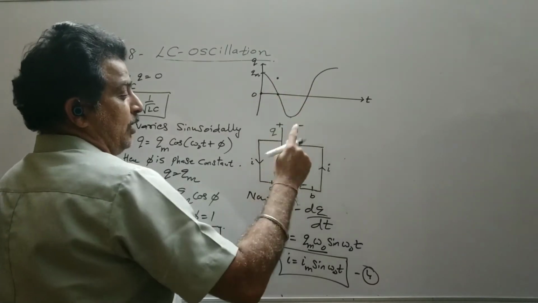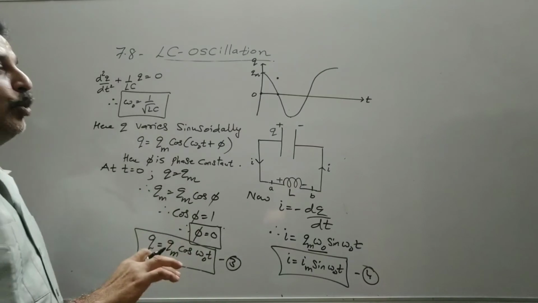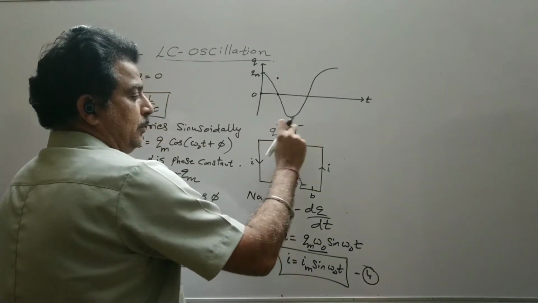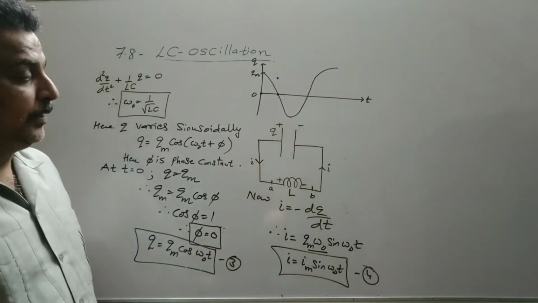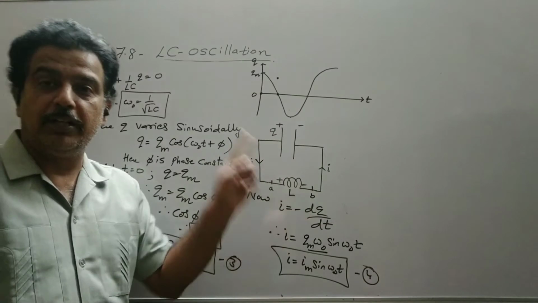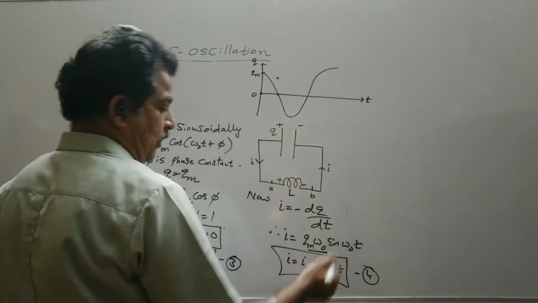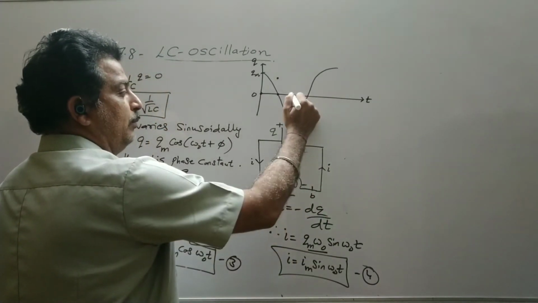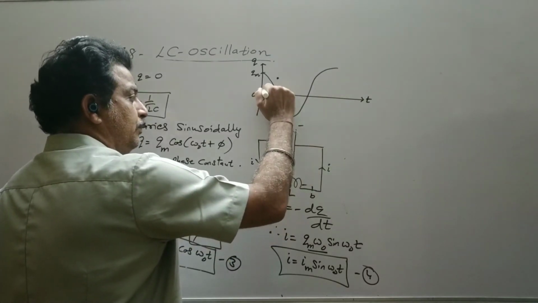Then after 180 degrees the polarity will change. So this plate will become positive, and this plate will become negative. So the direction of the current will reverse after the half cycle, which we will discuss after this solution. So I is equal to minimum now. Then the charge is maximum.